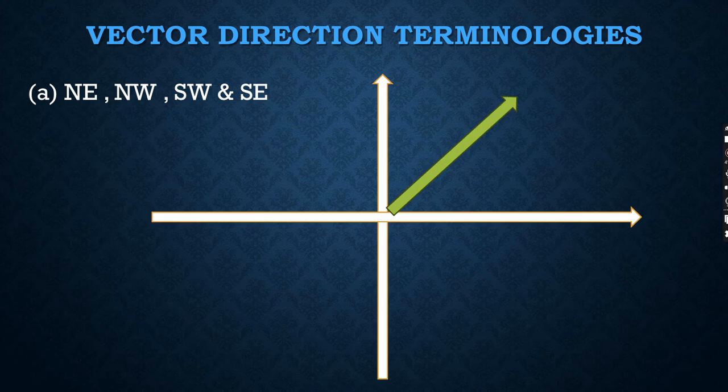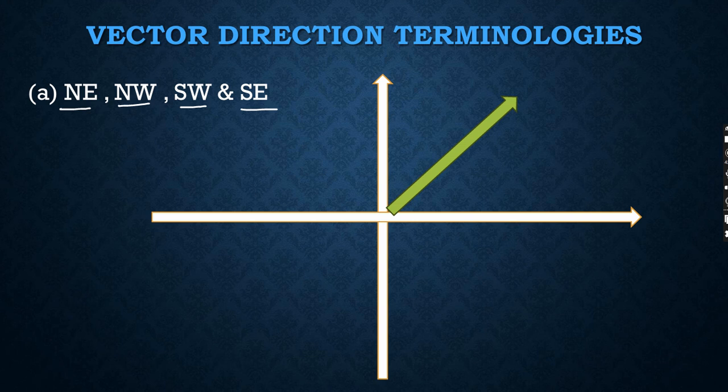Okay, about vector direction. Vector direction terminologies. You will hear things like northeast, northwest, southwest, and southeast. And these are the parts which confuse a number of students.